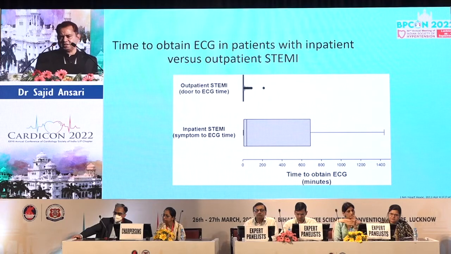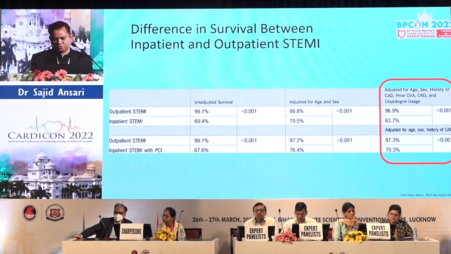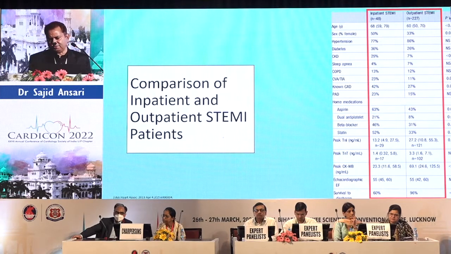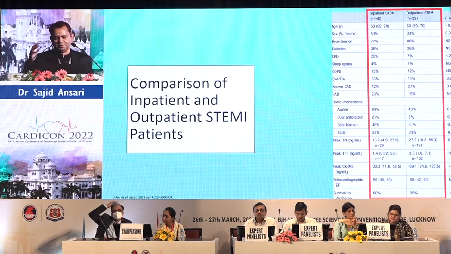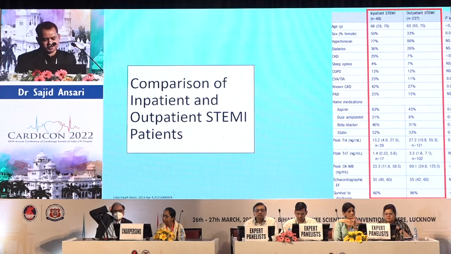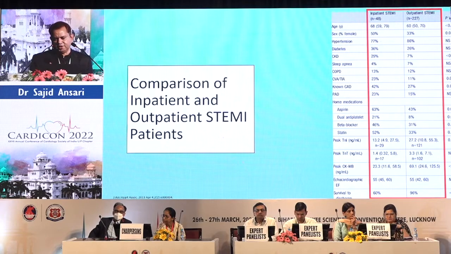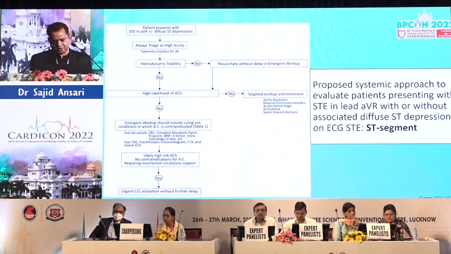Time to onset in the ECG is important, and how to get it is important. If you see the outcome, it is entirely different between inpatients and OPD patients. If you see the age characteristics in STEMI patients and OPD patients, they are different groups with different comorbidities, diabetes, CKD, sleep apnea, COPD, and so the outcome seems to be difficult.